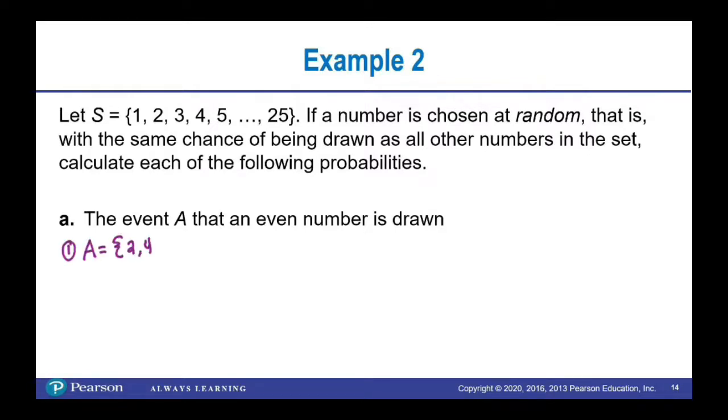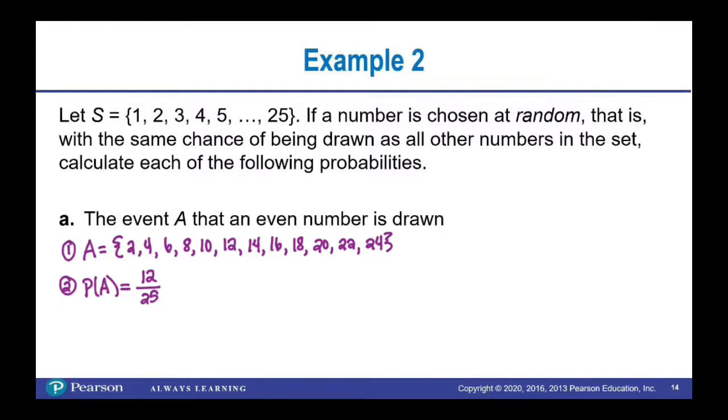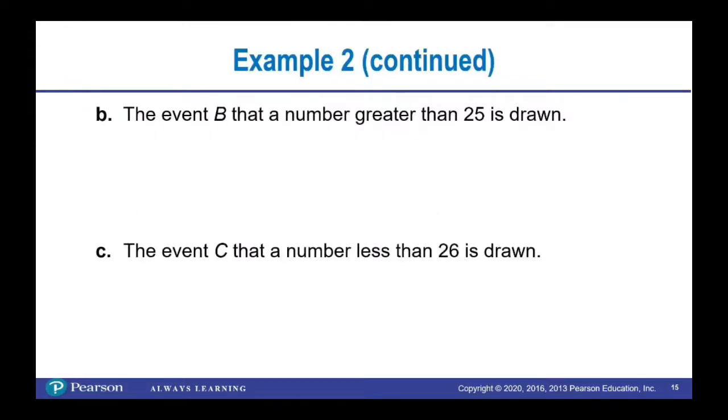First, I want to list all of the even numbers in my sample space. Then second, I'm going to find my probability. My notation is a capital P and a capital A in parentheses. Notice that we have 12 even numbers listed in event A. So we have 12 divided by, there are a total of 25 numbers, and so our probability is 12 over 25.